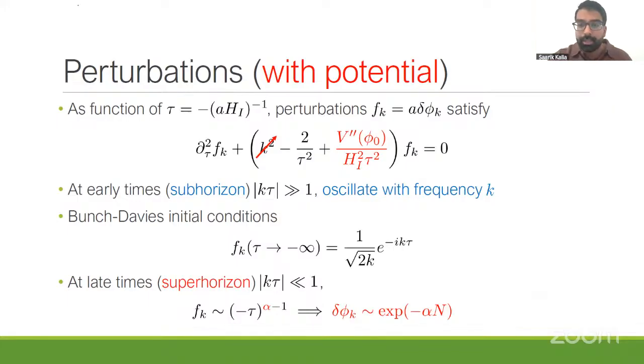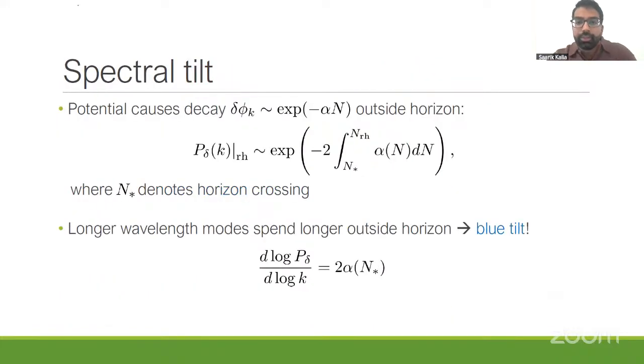By the way, I should say that this treatment here actually applies even for just a mass, so a sort of trivial potential. If V is just m squared phi squared, this exact same treatment holds, and you would again find exponential decay outside the horizon. Good. So what we've learned is that for perturbations outside the horizon, the presence of a non-trivial potential causes them to decay. And the decay, again, is governed by this slow roll parameter that I've called alpha.